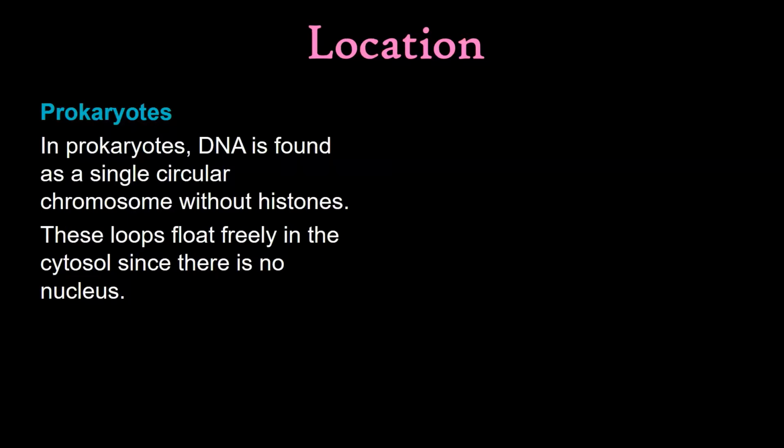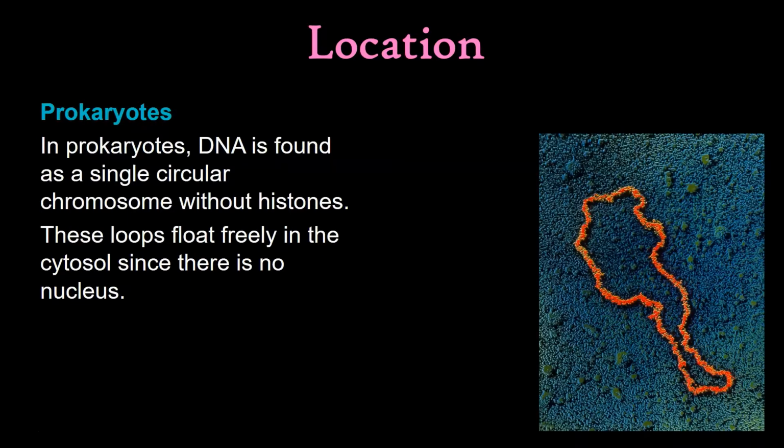And there's an example of one right there, a single circular strand of DNA. That's an electron microscope image. Electron microscopes don't take color photos, but once you know what you're looking for, you can use false color later on to highlight what you're looking at. So this reddish ring around here is the single chromosome loop in a prokaryote. And prokaryotes, we're talking about bacteria.